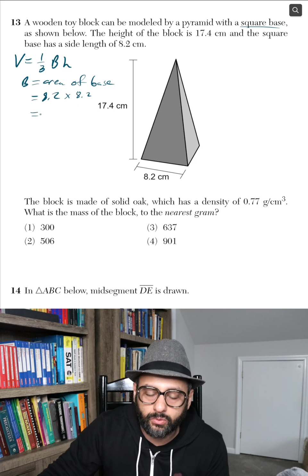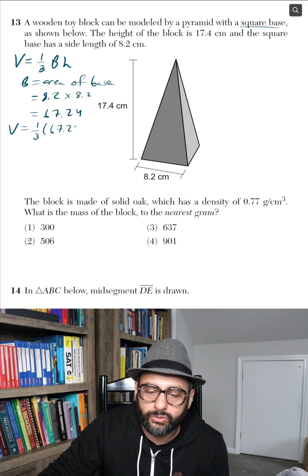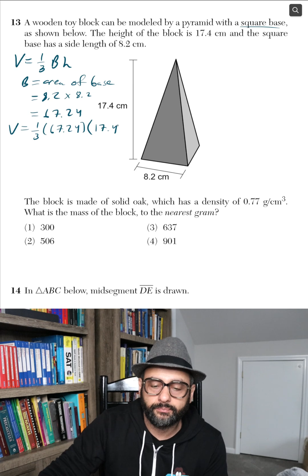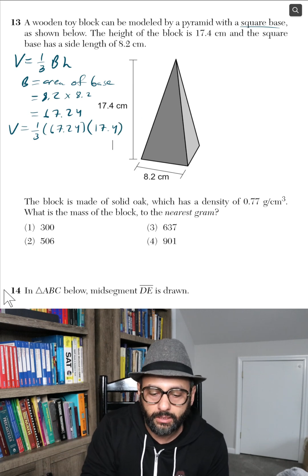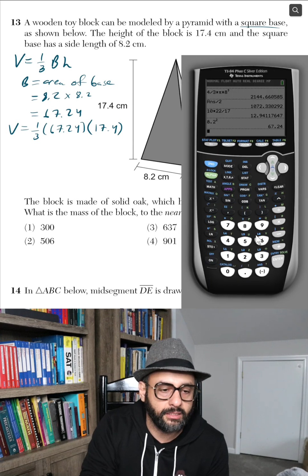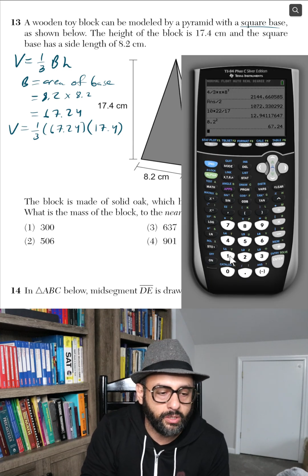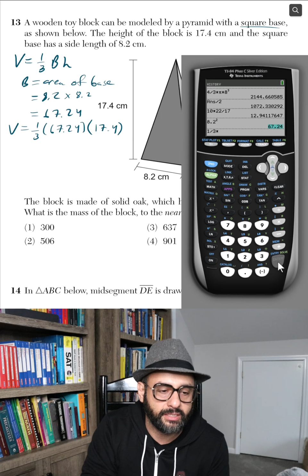V equals 67.24. And so then the volume is equal to 1/3 of that 67.24 times the height, which is 17.4. And so if I bring that into the problem, so 1/3 times the answer, I'm going to highlight the answer and press enter so I get the number.